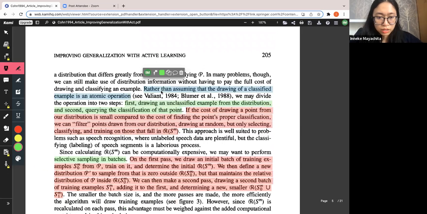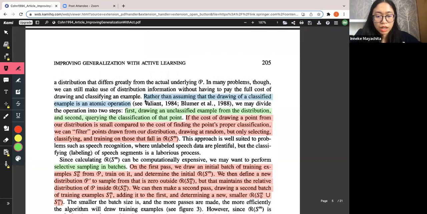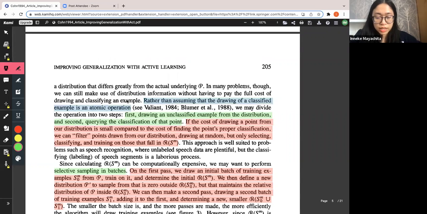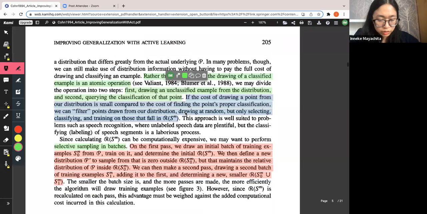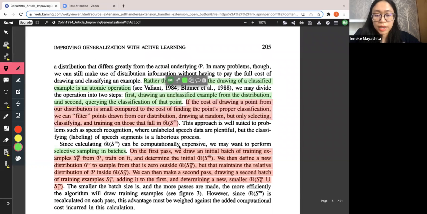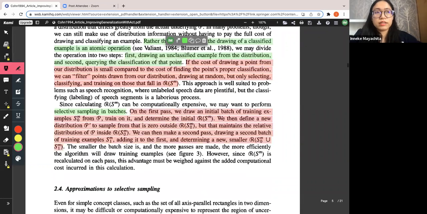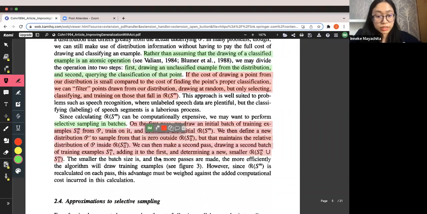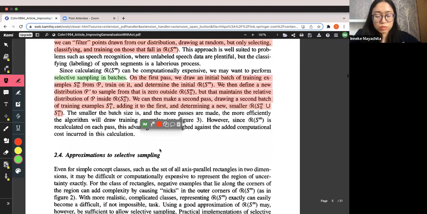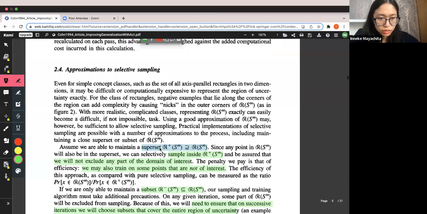Another concept they mention here is that they divide this operation in two. First, they draw the unclassified example from the distribution, and then check the classification of that point. They do it in batches, because if we did it for every single example, we would need to recalculate the shaded area every time, and it would be computationally expensive.